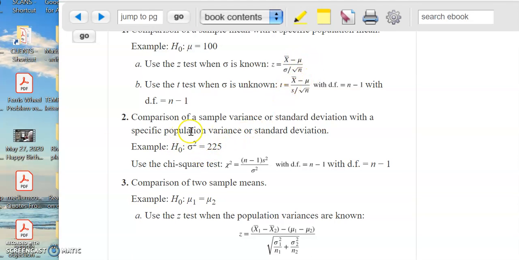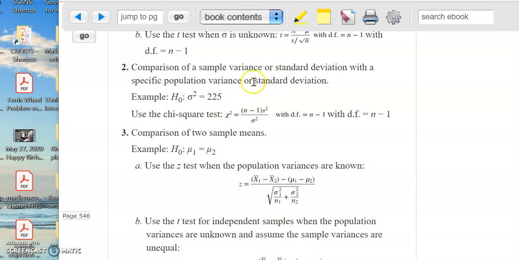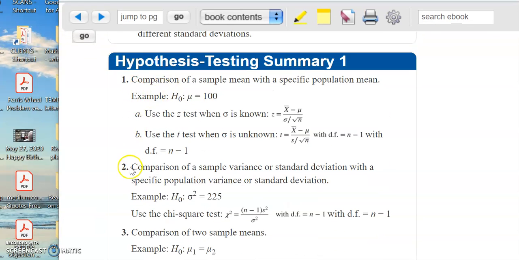Number 2 here, I'm comparing the sample variance with the specific population variance. And as you know, variance and standard deviation are Tweedledee and Tweedledum. If you know one, you know the other. So here we are, 1 and 2 are using the techniques in chapter 8.